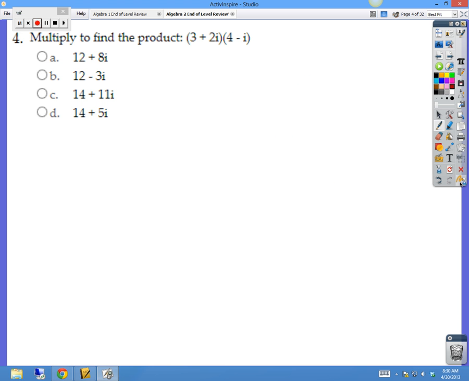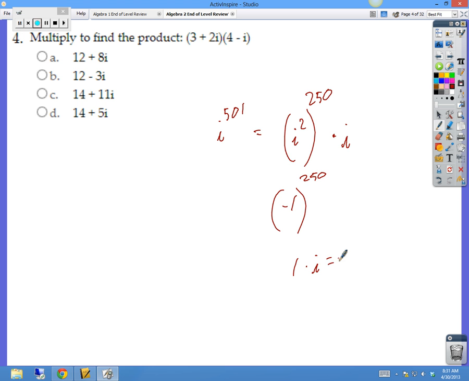Okay, let's do one more. What about if you have i to the 501? If you've got 501 i's, where are you going to end up? How many squares are in there? I squared 250 of them, and then there's 1 remainder. So if you've got a negative 1 250 times, is that a negative 1 or a positive 1? That's a positive 1 times i, so you're still ending up at i. Okay, try 5.